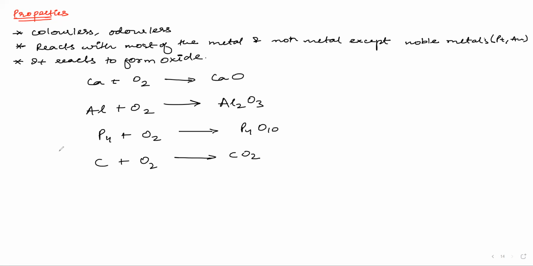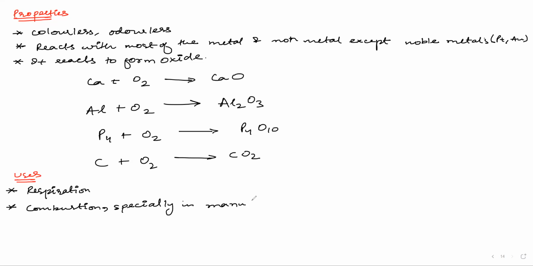Next, we have to learn about its uses. Okay, so uses we will obviously write. First things are respiration and combustion. These are the most important things, right? In respiration, without oxygen, we cannot breathe. And without oxygen, there cannot be any combustion also. Combustion is used in almost all of the manufacturing processes, so we cannot list everything. We'll just write especially in steel, because steel is another very large industry in which combustion is used, especially in manufacturing of steel.